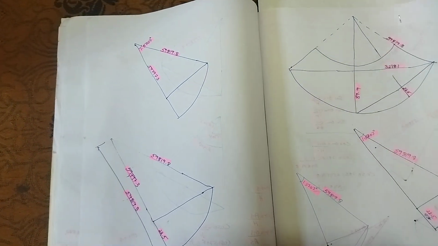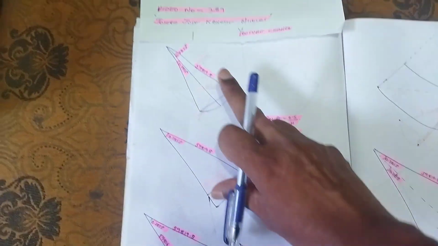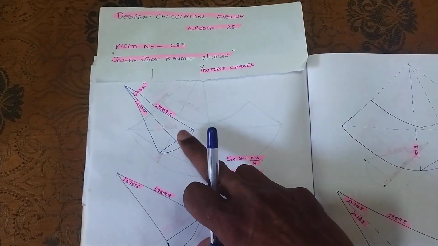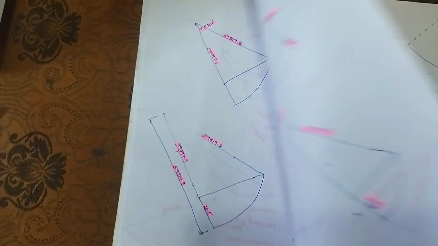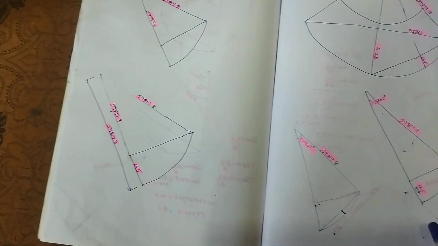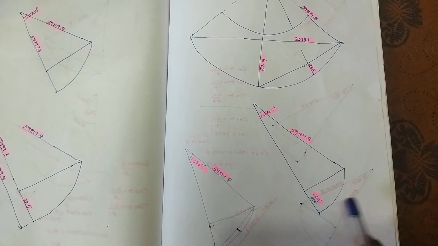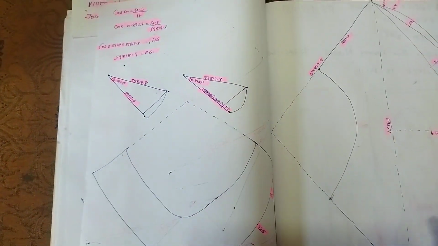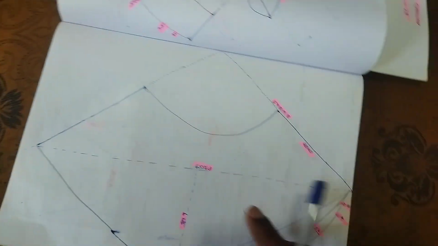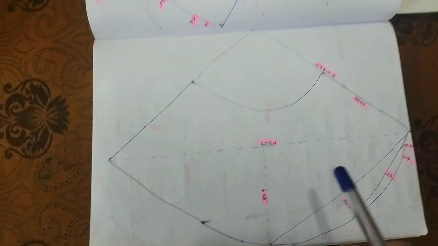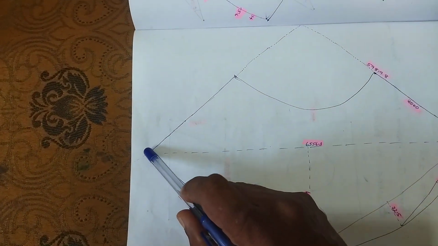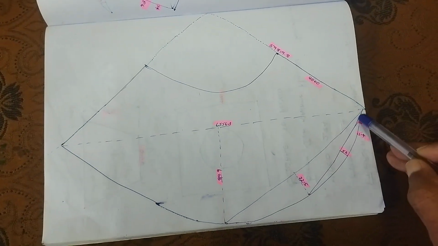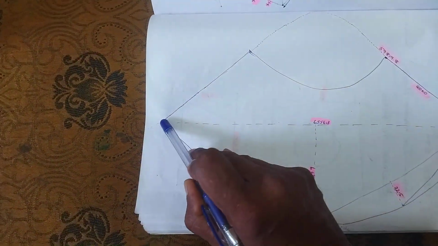Up to here I told you. Before this, we found out this measurement 22.5. I will just show it in the development. This is our development. In this development it starts from here to here and to here and to here and it ends here. Okay.